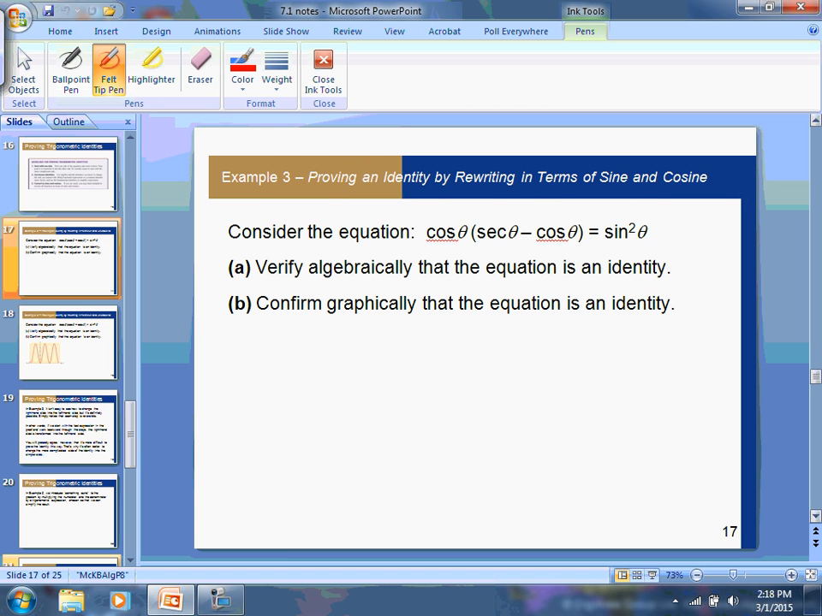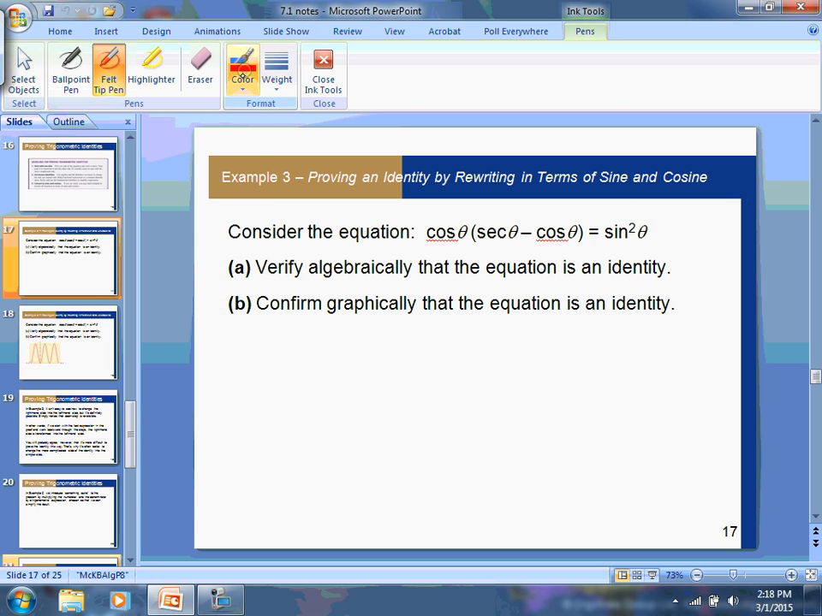Okay, so we have 3 examples, and this is our first one. And for part A, we're just going to verify that this equation is an identity. And when they write it that way, that just means to prove or show the work that shows that the left-hand side is equal to the right-hand side. So in our equation here, we have cosine of theta times secant theta minus cosine theta equals sine squared theta.